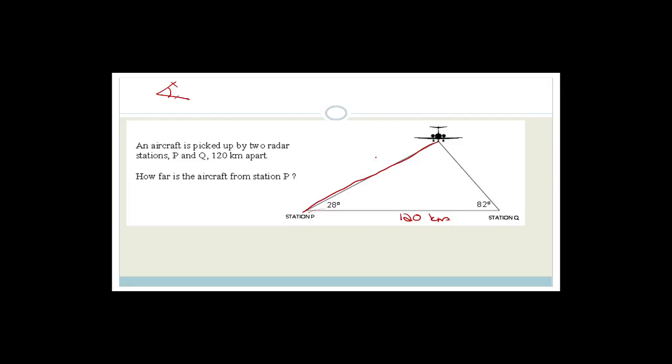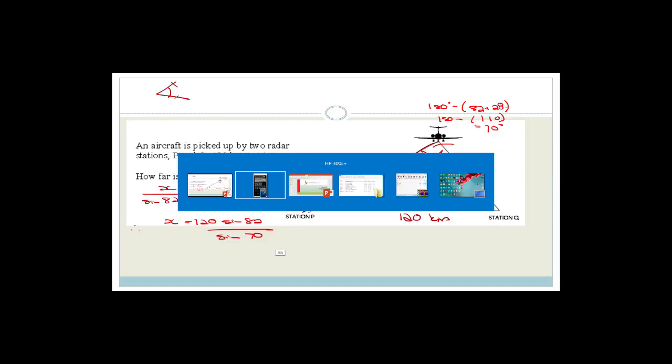Okay. So if you think about it, we want to know what this length is, which we will call x. So we're going to go x over sine of 82 degrees is equal to 120 k's over sine what? It's sine of this angle. So we need to work out what that angle is. So we go 180 degrees minus 82 plus 28, is 180 minus 110, which equals 70 degrees. So this is 70 degrees, so we can say sine 70, and I apologize for changing color. So therefore x is equal to 120 sine 82 over sine 70. And now all we need to do is pop that into our calculator.